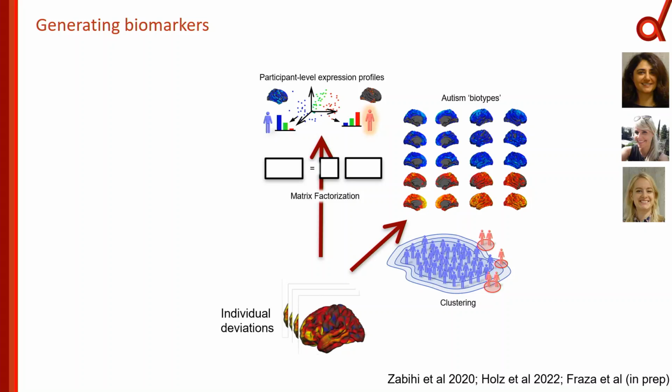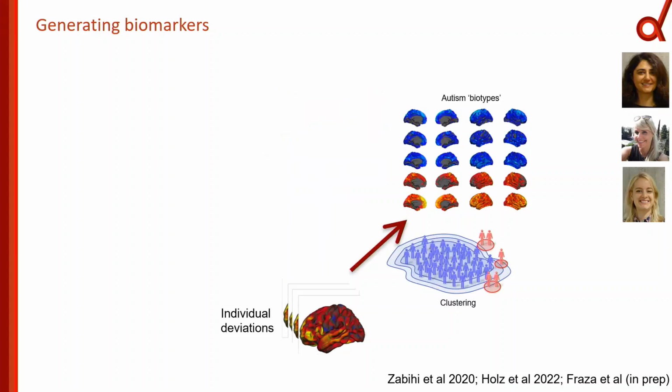And in this case, one of the interesting things is you see that there are both increases and decreases in cortical thickness, which explains why we don't see many case control differences.